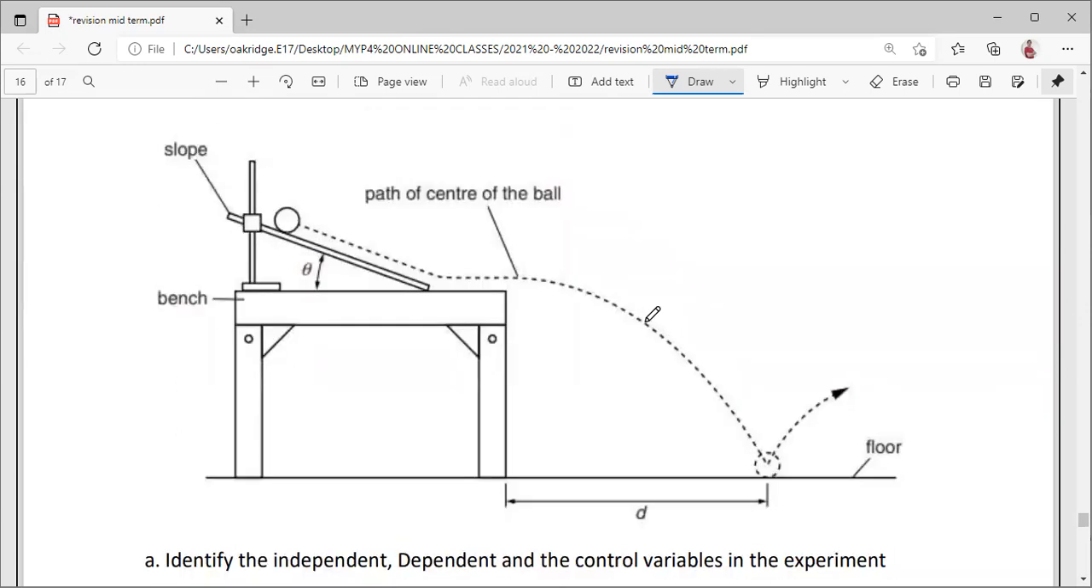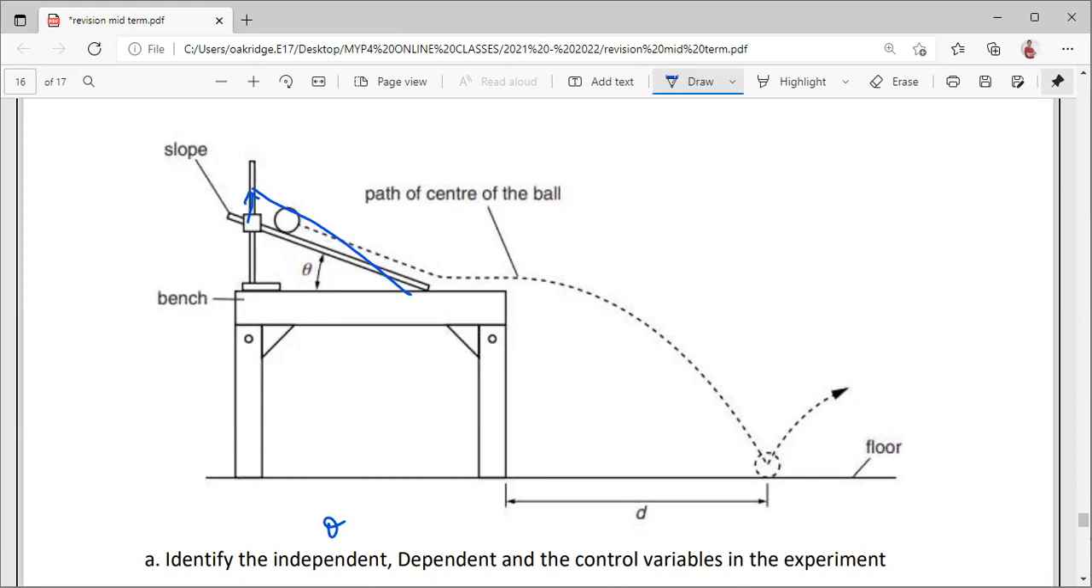What is your independent variable? Now, as you observe here, this is a slope. Now you see there is something like a plug over here, or maybe a support over here. When you lift this upwards, the ramp can become like this, which means the angle of inclination can change. So your independent variable will be theta.